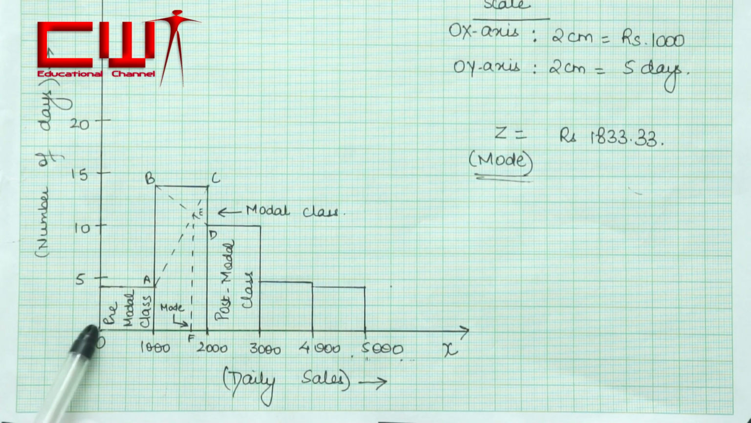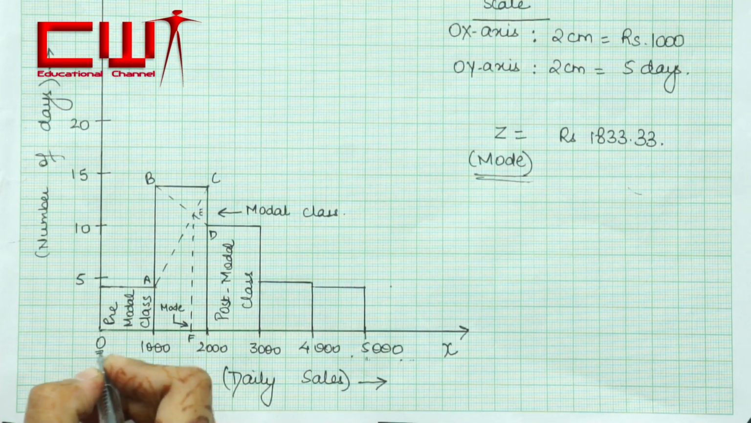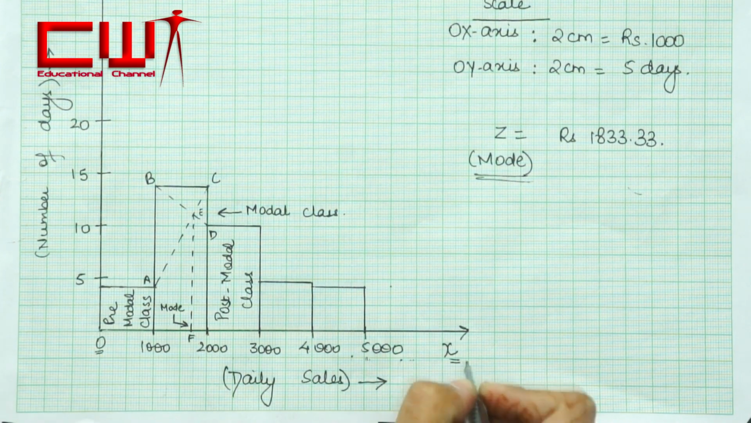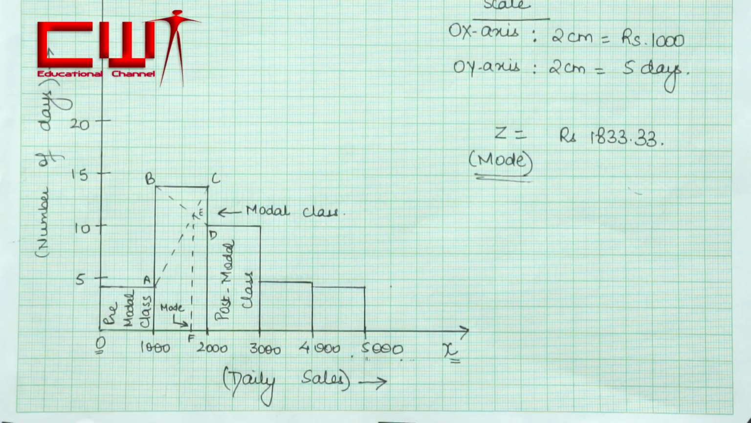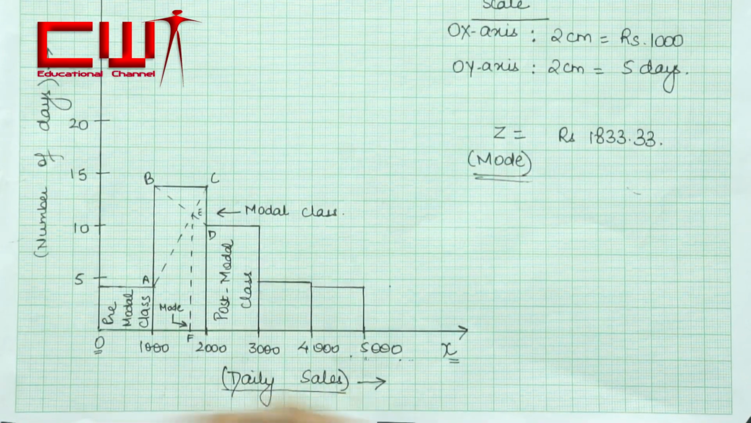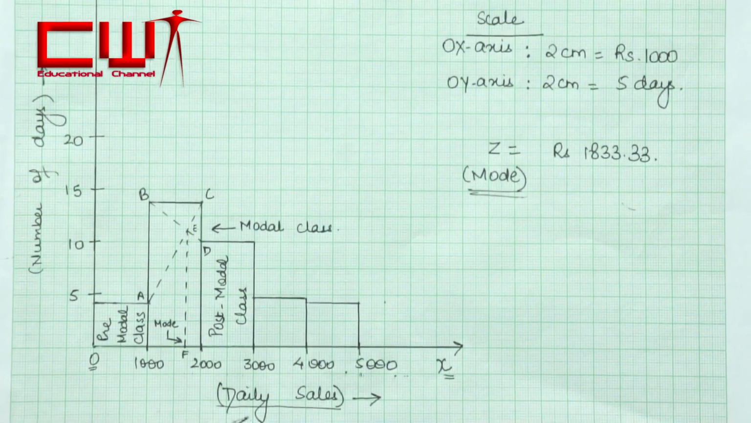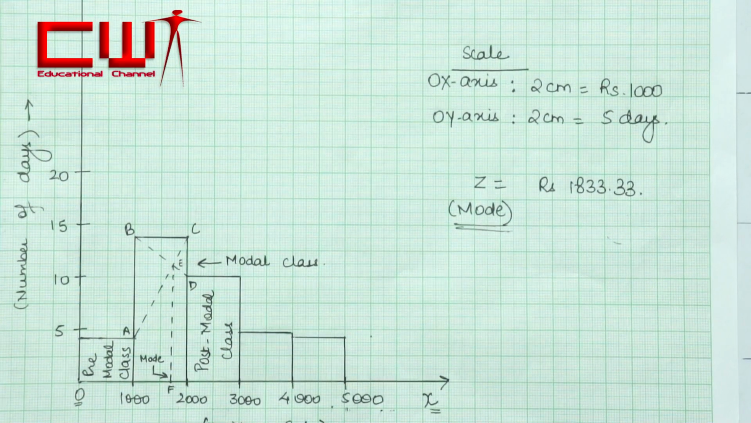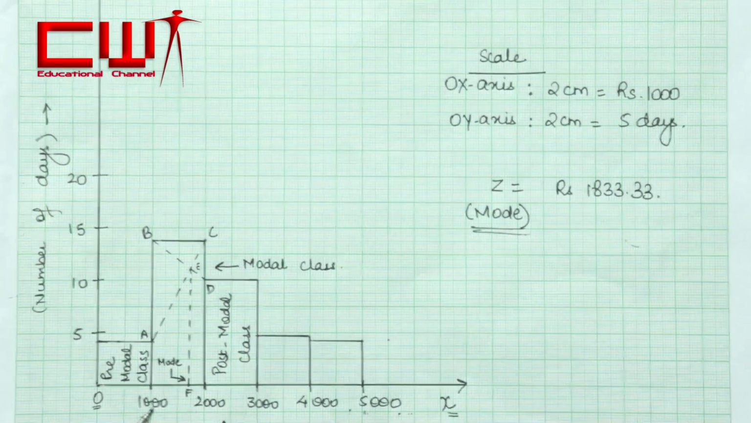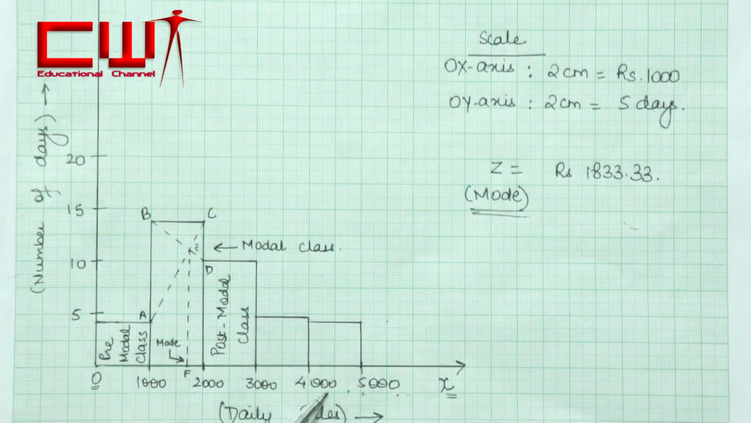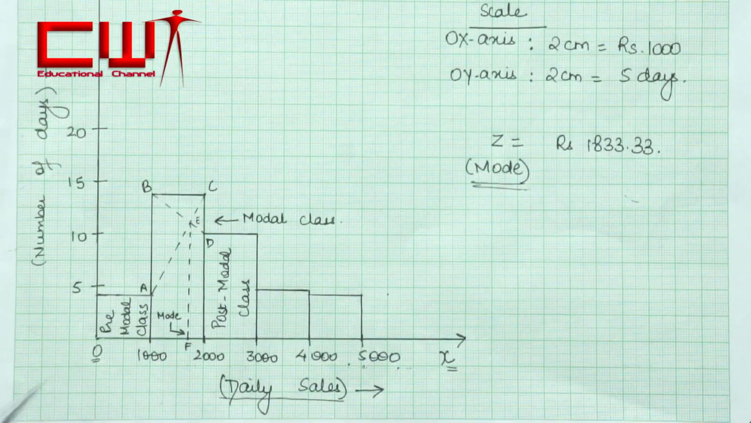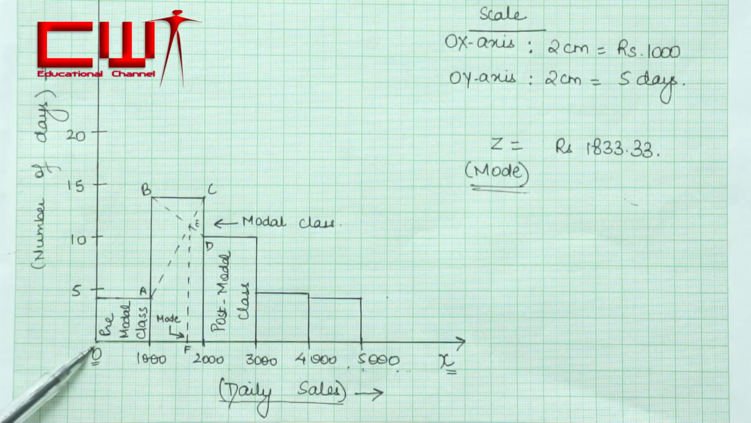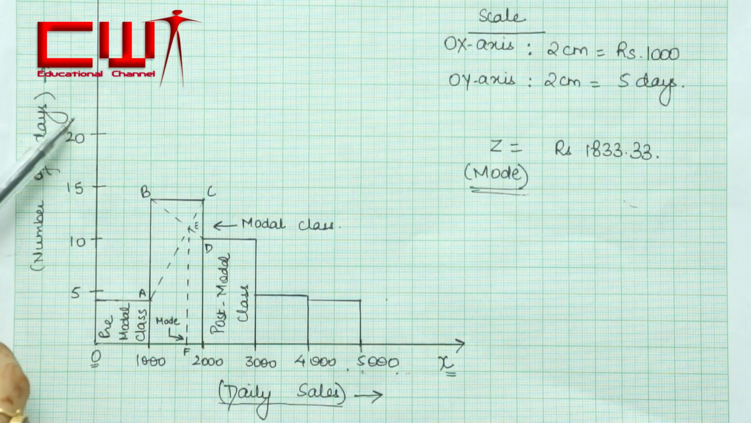So this is the OY axis, this is the OX axis. O is the point of origin, this is X I have marked, this is Y I have marked. On the OX axis, you have daily sales that is given to you. On the OY axis, you have the number of days. So it is 0 to 1000, 2000, 3000, 4000, 5000 you have marked. On number of days, you are taking 0, 5, 10, 15, 20.